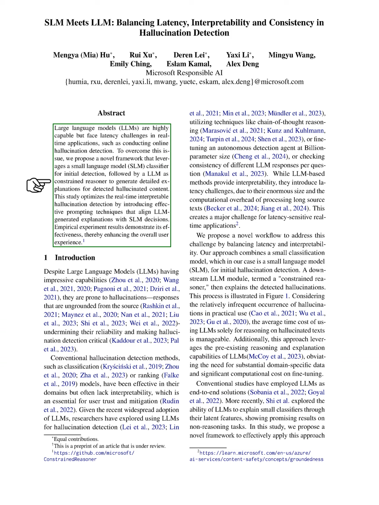Our method also takes advantage of the existing reasoning capabilities of LLMs, reducing the need for extensive domain-specific data and costly fine-tuning. While previous studies have treated LLMs as complete solutions, we focus on their ability to explain the decisions made by smaller classifiers, showing promising results in non-reasoning tasks. Our framework aims to apply this concept effectively to hallucination detection.